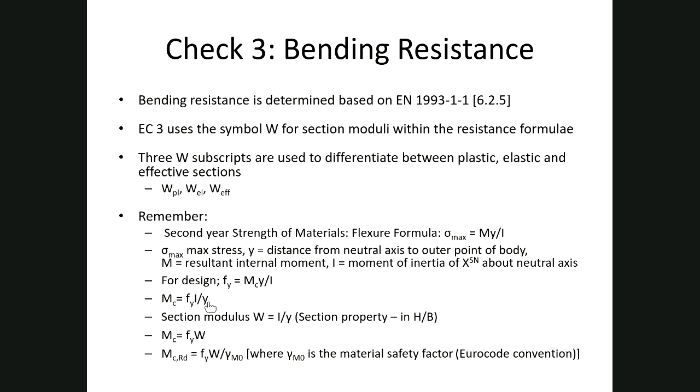divided by the distance to the neutral axis. And that means the section modulus is just I over y, and you can get that section property straight from the blue book. So that gives us that Mc is equal to Fy times W, and then we divide that by a material factor of safety using the Eurocode convention. So it's a very standard formula, which you get from your strength of materials.